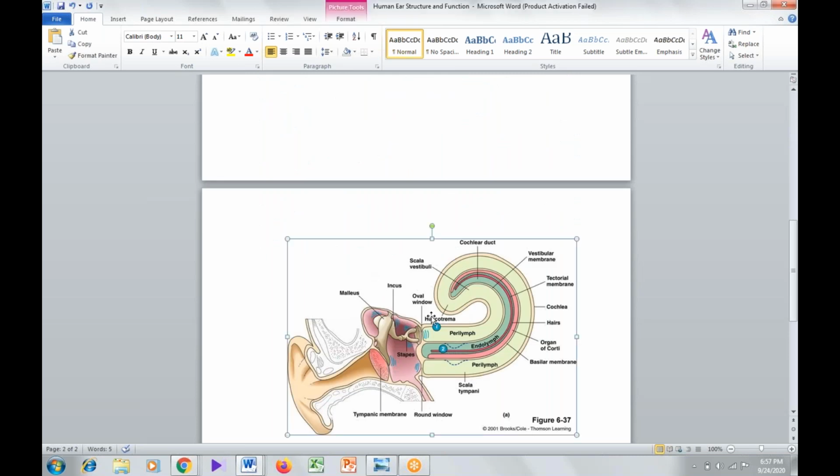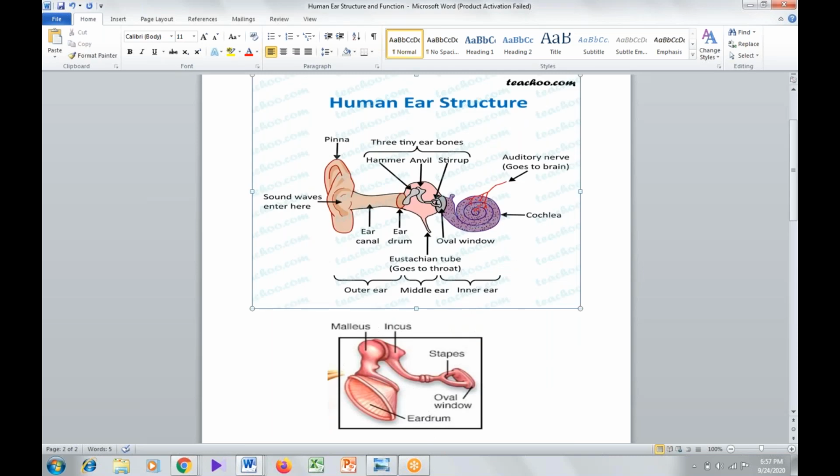The purpose of the first diagram was that it divides the ear into three parts: outer ear, middle ear, and inner ear. I explain it. The outer ear is from the pinna till the eardrum membrane, and then from the eardrum to the last bone is the middle ear, and then from the middle ear till the cochlea, and then the auditory nerves come. So this is called the inner ear.